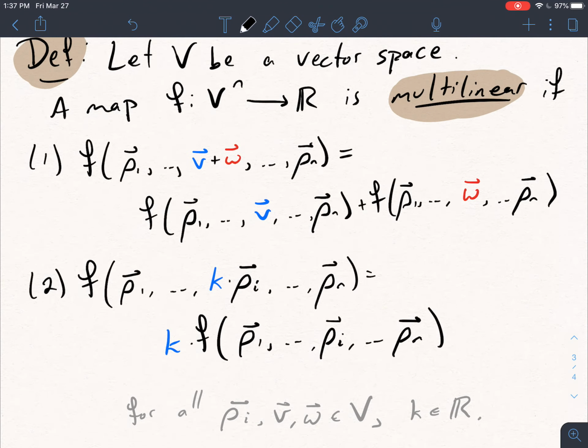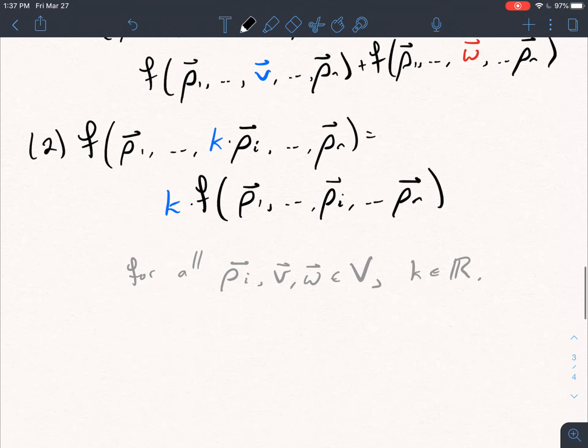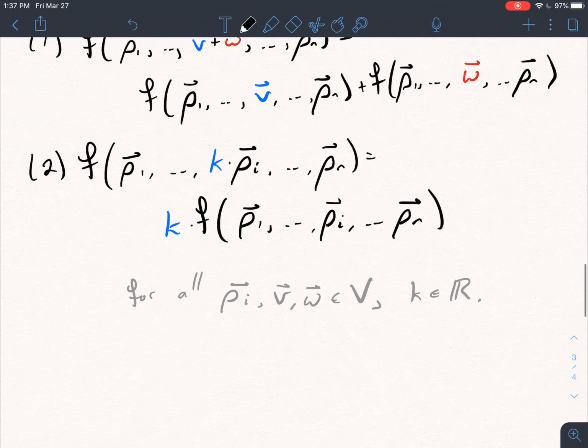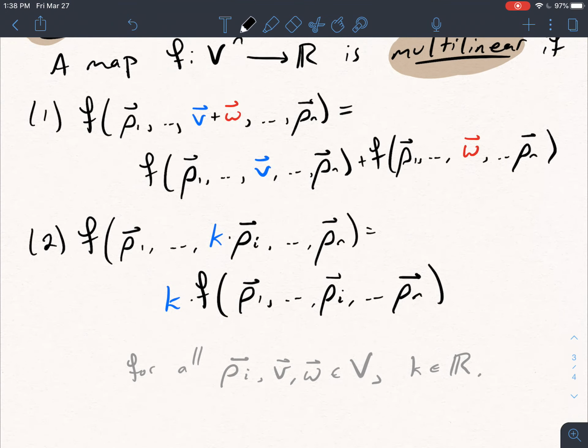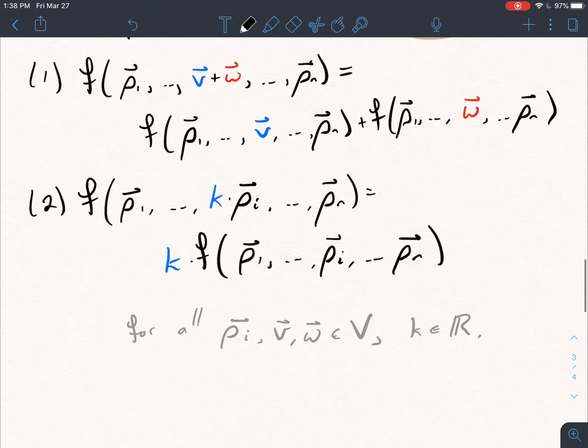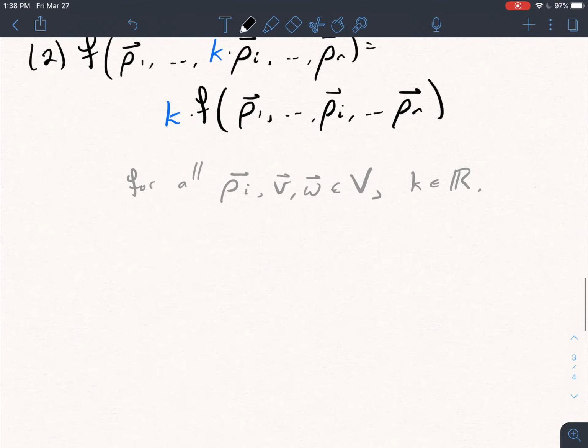So let's illustrate property 1 here. Property 1 says, f, this map, we're just going to think of F as being our determinant, because determinants are going to be multilinear maps, and in the next video I'll give you a sense for why that's true.